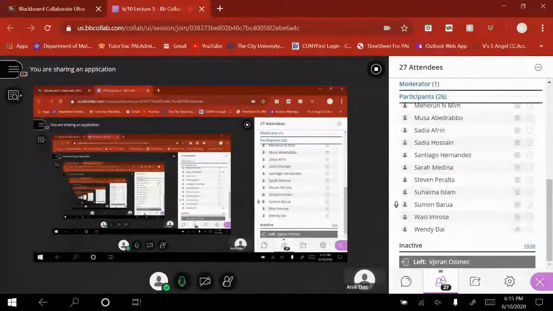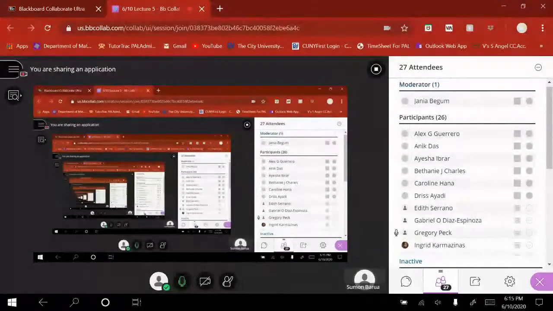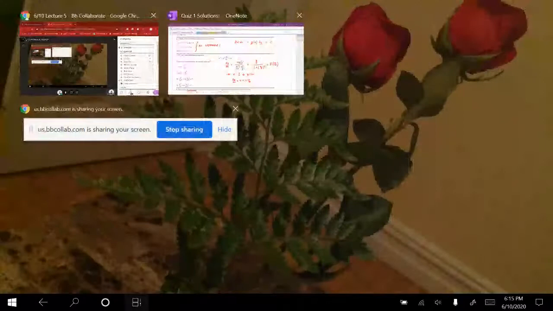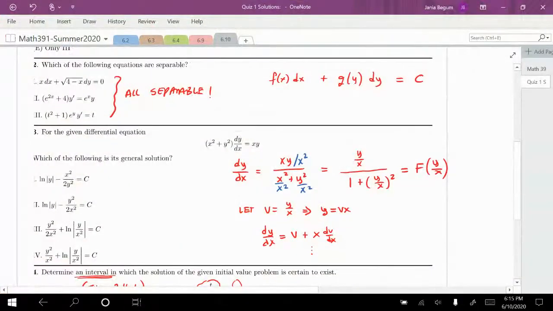It was the first choice, I believe, with ln y minus x squared over. So when you solve it, you get... right. So this happens to be the answer after simplifying everything.